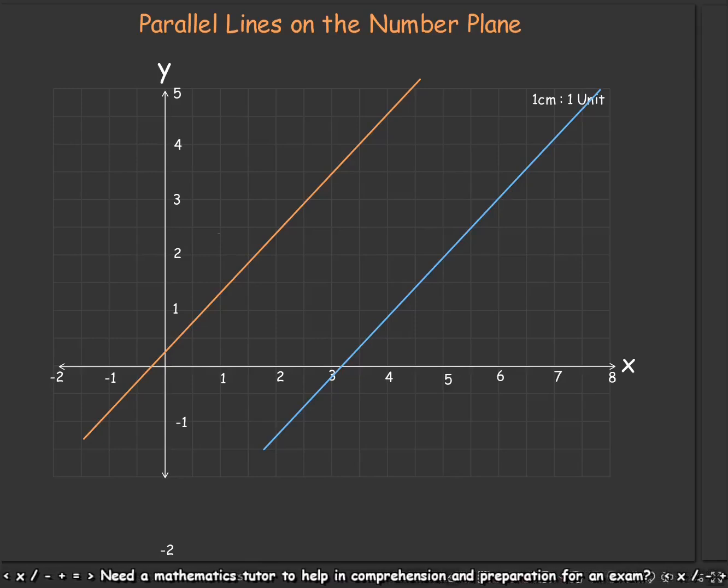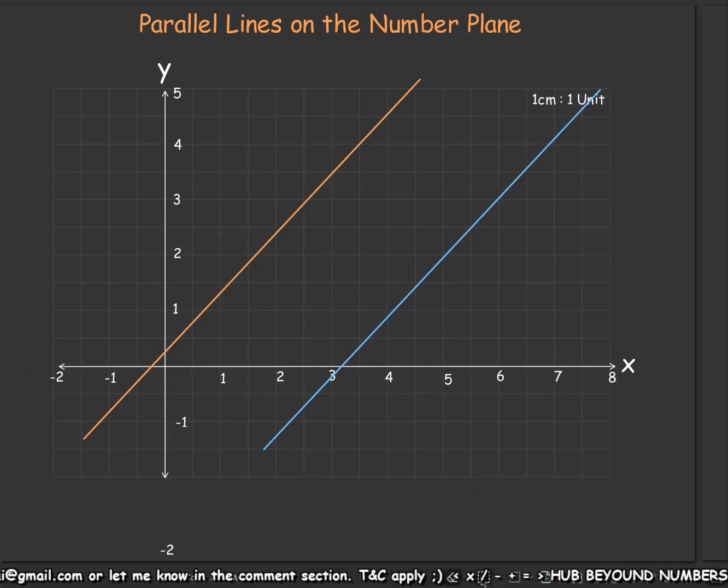In this lesson, we are looking at parallel lines on a number line. And by the end of this lesson, you should be able to identify the condition for two lines to be parallel. After which, you should also be able to write the equation of a line parallel to a given line and passing through a number of points. Without much ado, let's quickly look into it.